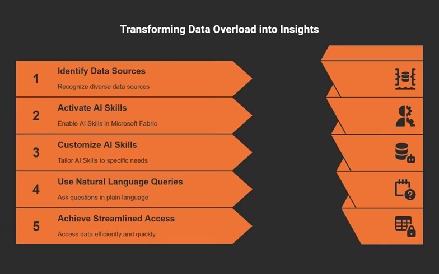They identified a specific pain point, inconsistent production metrics across facilities, and targeted Fabric's AI capabilities directly at solving that problem before expanding further. We're seeing this focused approach consistently among successful implementations.